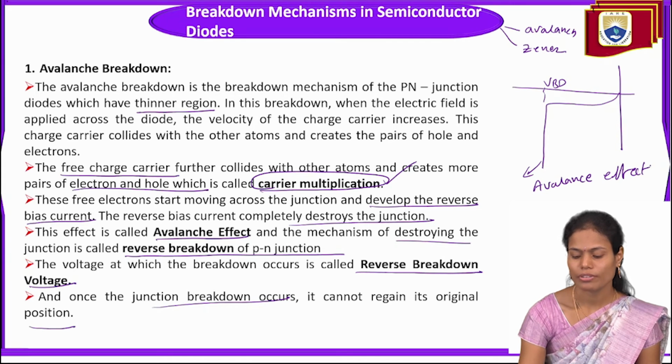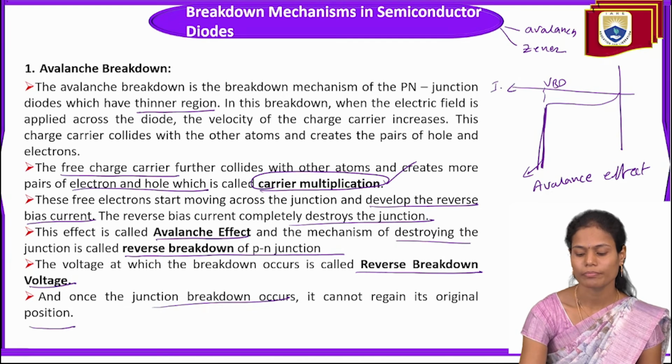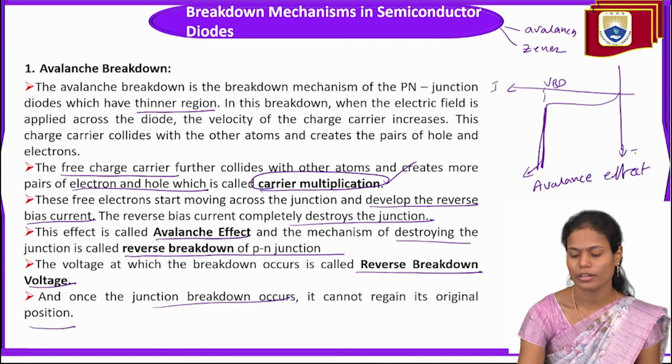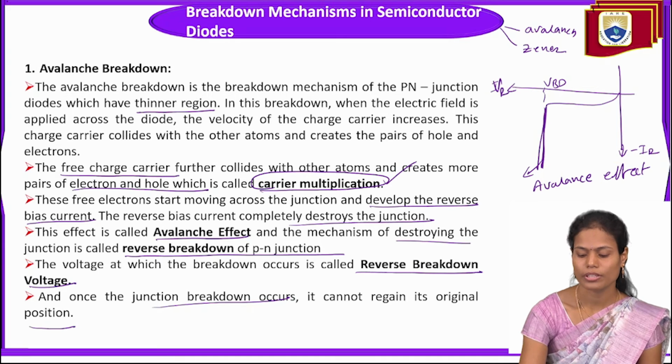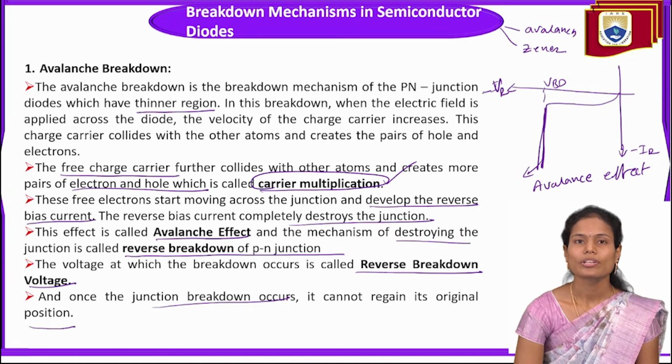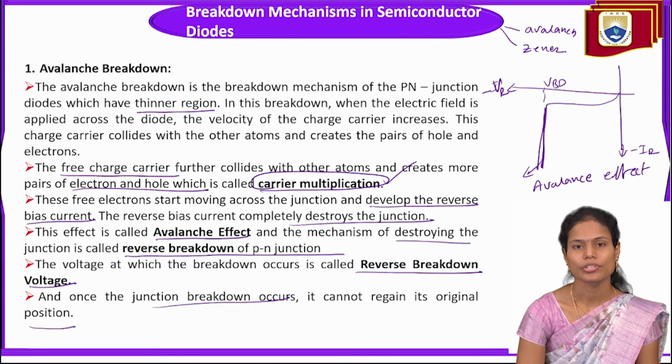Due to this avalanche effect there is a sudden rise of the reverse current IR, plotted against VR. Avalanche breakdown generally occurs in thin depleted region PN junction diodes. Why? Because the doping levels in this case are very high. Though it has a very thin depleted region, once we apply the reverse voltage, more charge carriers will increase in the device.